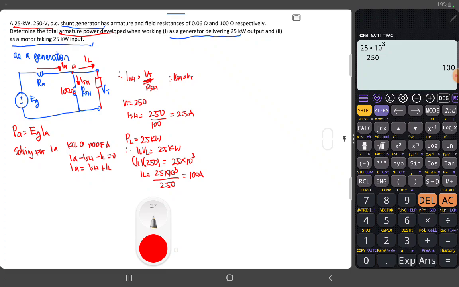So from here we can solve for our IA. Of course this will be equal to ISH, which is 2.5, plus IL, which is 100. So IA will be equal to 102.5 ampere. Okay, so we have our IA equal to 102.5. Next is to solve for our EG, right? From that we can solve for our EG by taking KVL.